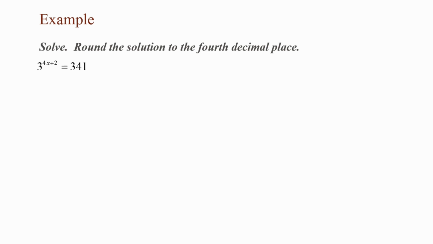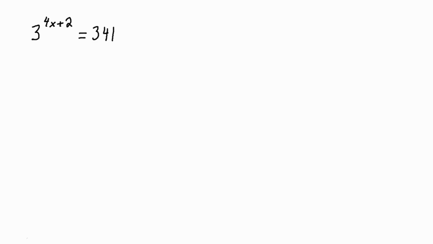In this example, we want to solve and round the solution to the 4th decimal place. 3 to the 4x plus 2 power equals 341. First step, take log of both sides. Log of 3 to the 4x plus 2 power equals log of 341.